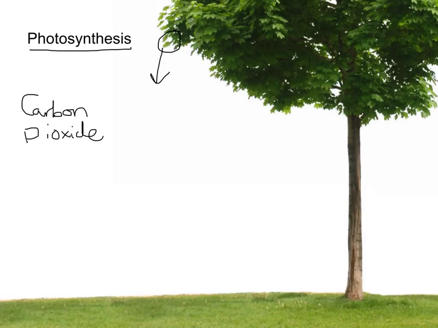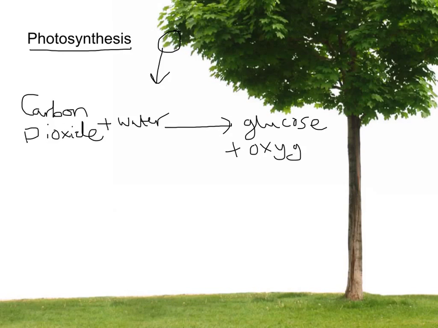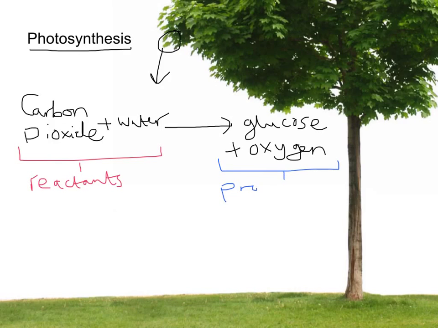So the plants need carbon dioxide. They also need water. And what they go on to produce is glucose and oxygen. That's what they need and that's what they make. Now the things that they need, carbon dioxide and water, collectively we refer to as the reactants. And the glucose and oxygen, collectively we refer to as our products, because that's what we get at the end.